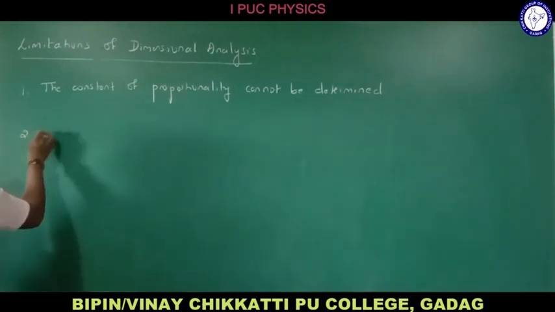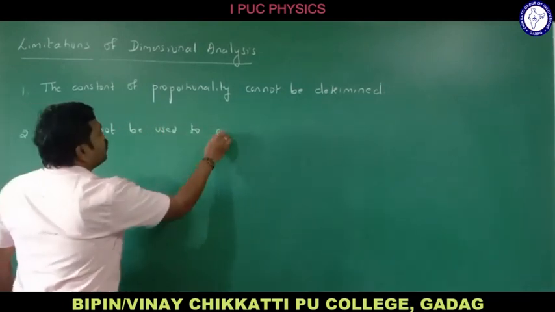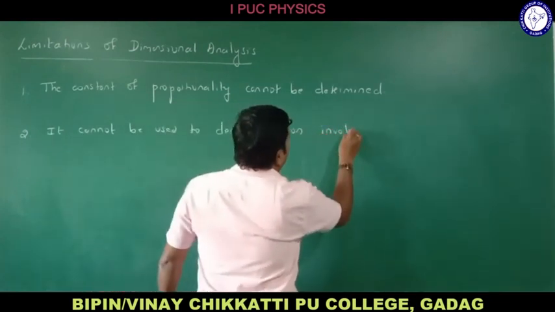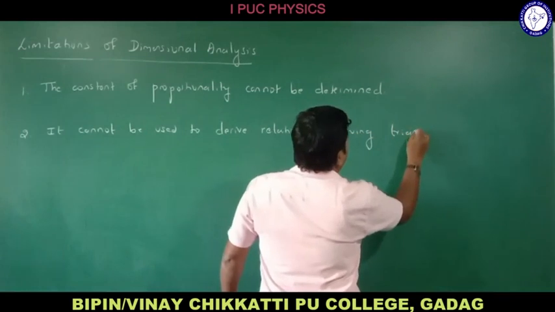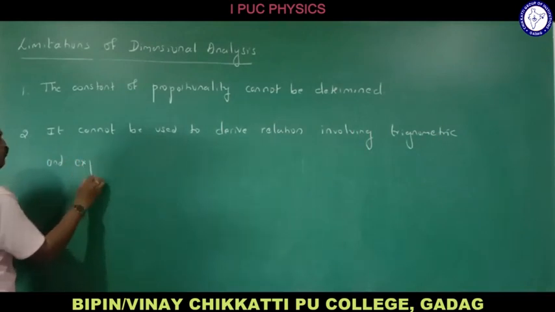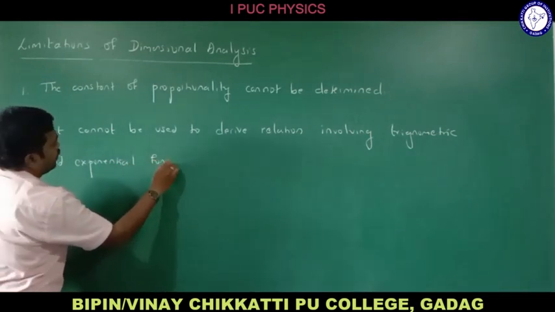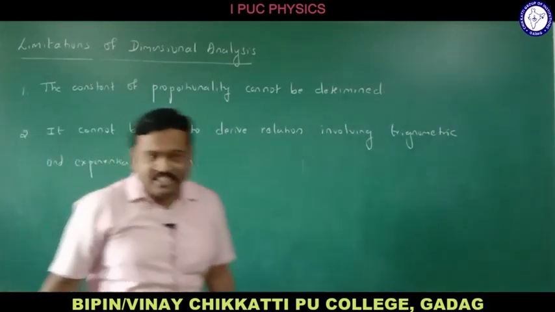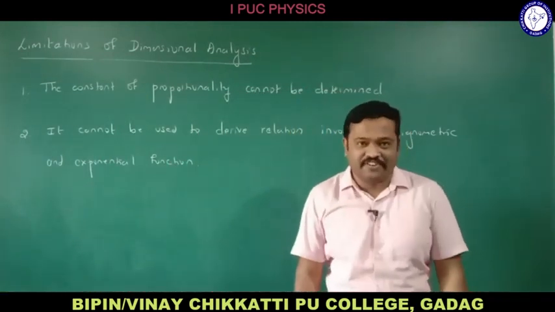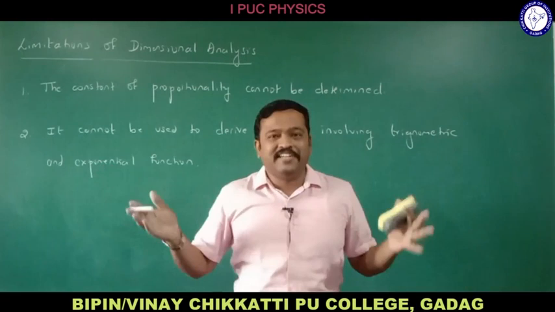The second is it cannot be used to derive a relation involving trigonometric and exponential functions. Right? If the formula has a trigonometric function, we cannot derive it by using dimensional analysis. If it has an exponential function, then also we cannot derive it. So if the relation has an exponential or trigonometric function, we cannot use dimensional analysis.